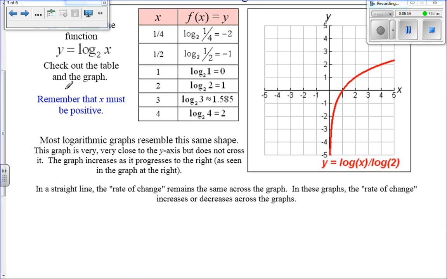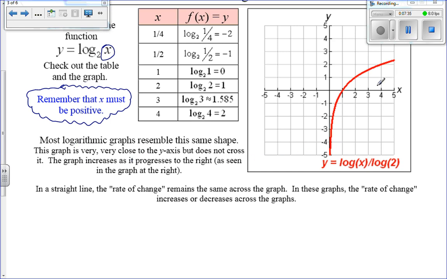Something that you need to be careful of when you're dealing with logs: x must be positive. This value has to be positive. Most logarithmic graphs resemble this same shape, and it appears to be increasing. This graph is very, very close to the y-axis, but does not cross it. The graph increases as it progresses to the right.